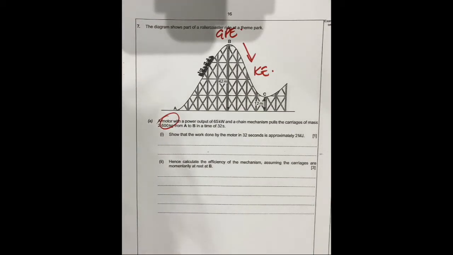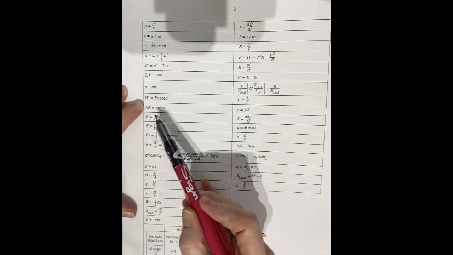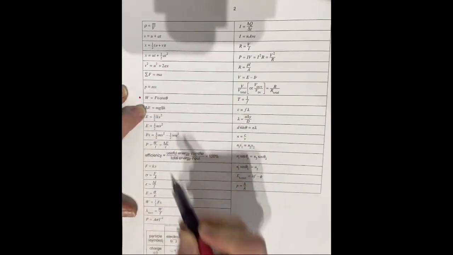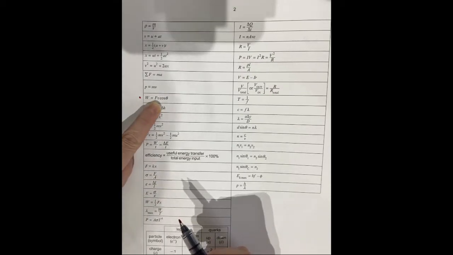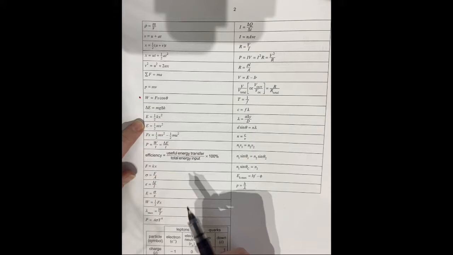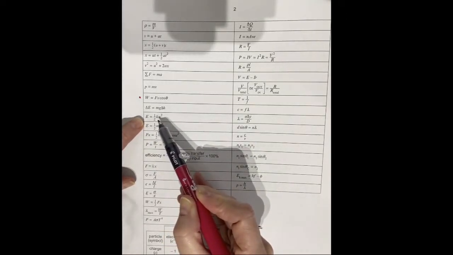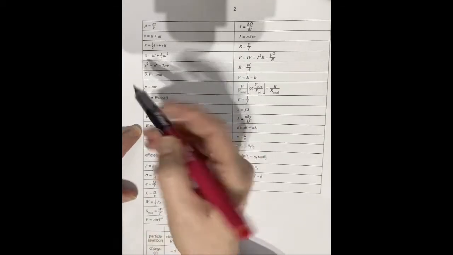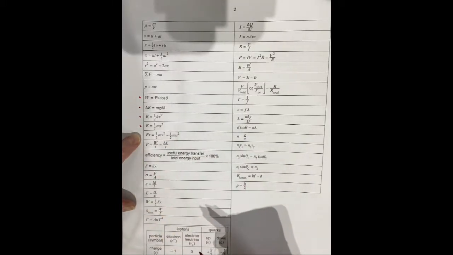All right, let's have a look in the data booklet at what we've got. These are all your formulas. So we've got this one here, W equals Fx cos theta. That W, that's your work done. So work done is force times distance. That's an energy with height in it, so that's your GPE. That's an energy with the spring constant in it, so that's elastic energy. And then this one here with velocity in it, that's your kinetic energy, okay?